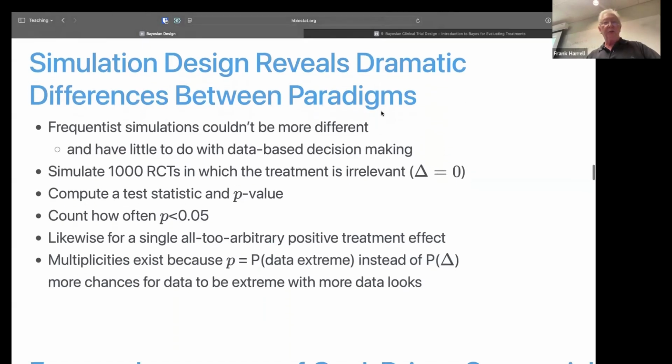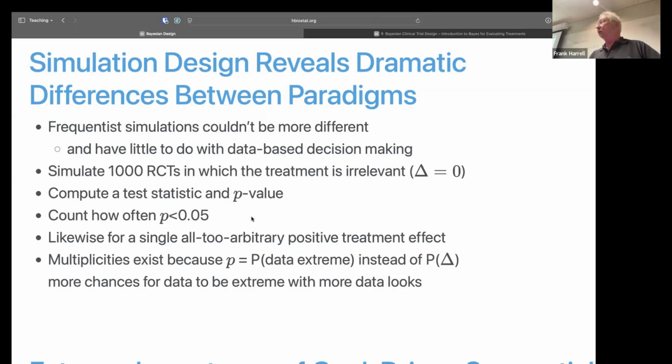So simulations reveal how the differences in the paradigms are dramatic. In the frequentist simulation, you might simulate 1,000 trials in which the treatment is irrelevant and compute a test statistic and count how often P is less than 0.05.